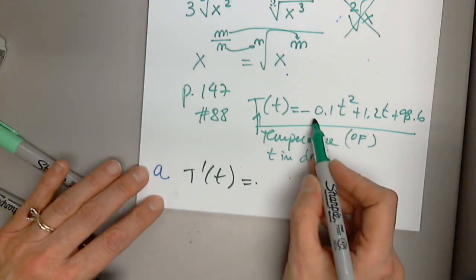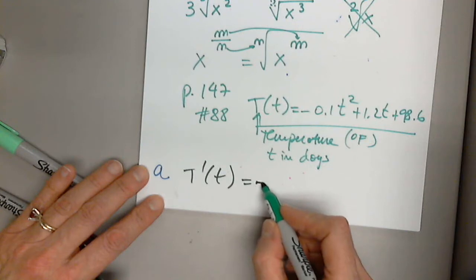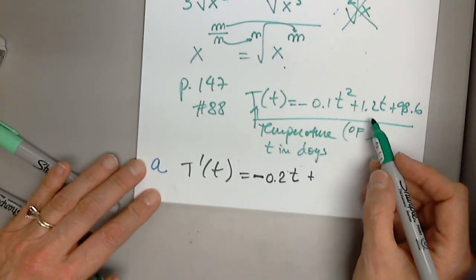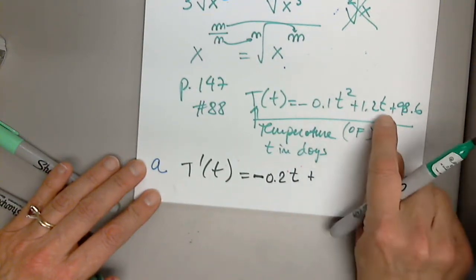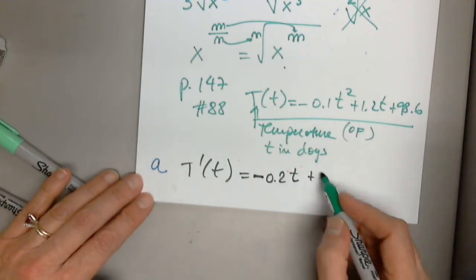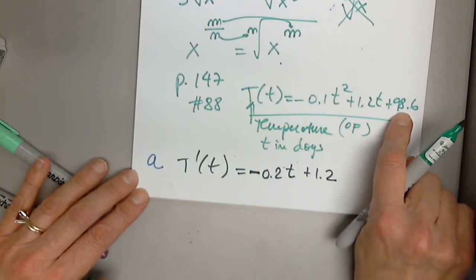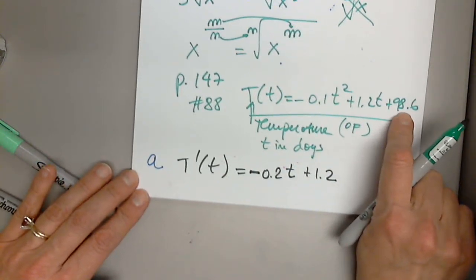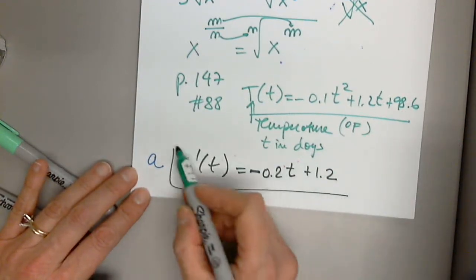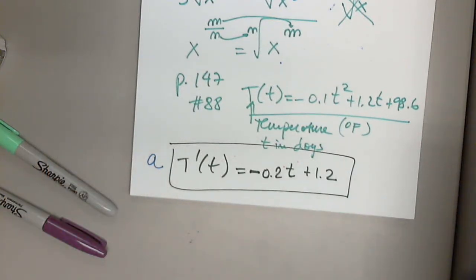Bring down the power, multiply by negative 0.1. Negative 0.2t plus, we differentiate this, a constant times a function. When I differentiate t, what do I get? What is the slope of t? 1 times 1.2. And what is the rate of change of a constant, 98.6? How fast is a constant changing? 0. Right. The derivative of a constant is always 0. Good. So this is the function that will give the rate of change of the temperature with respect to time at any point t.